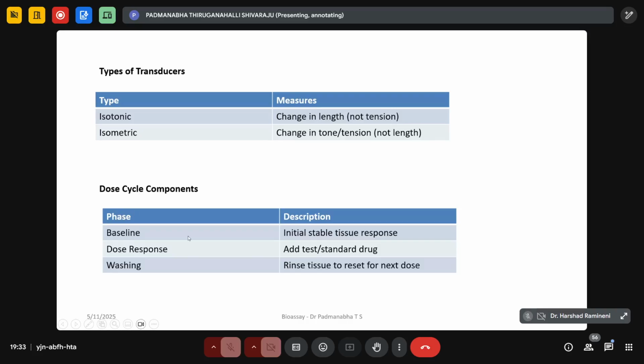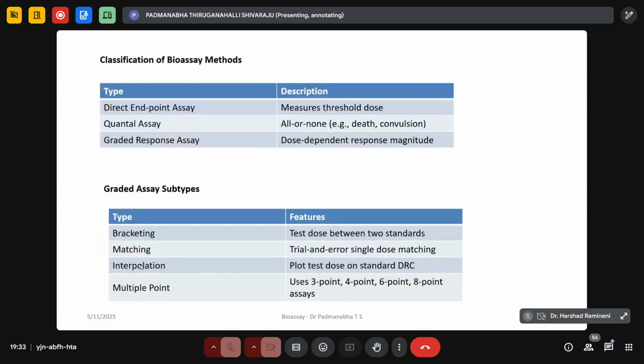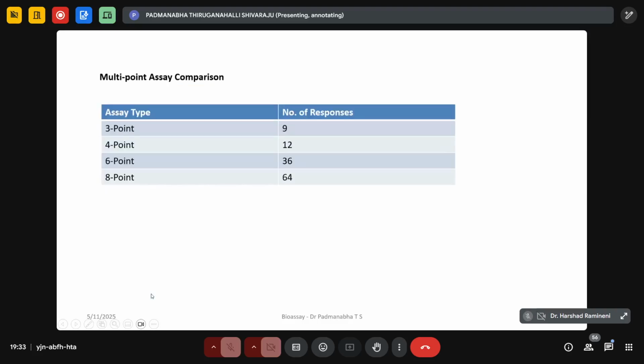This has to be a standard procedure for each response we collect after administration of each test concentration as well as standard concentration, with respect to the tissue we are working with. And we have types of assays: the direct endpoint assay, quantal assay, and graded response assay. Graded response assays are further broken down into bracketing assay, matching assay, interpolation assay, and multiple point assay.